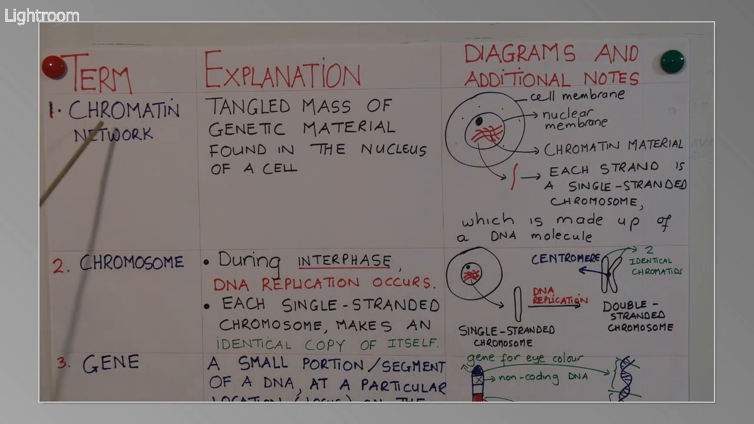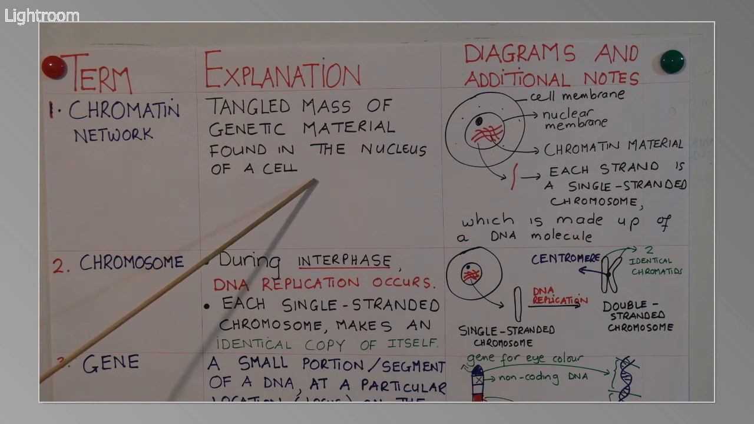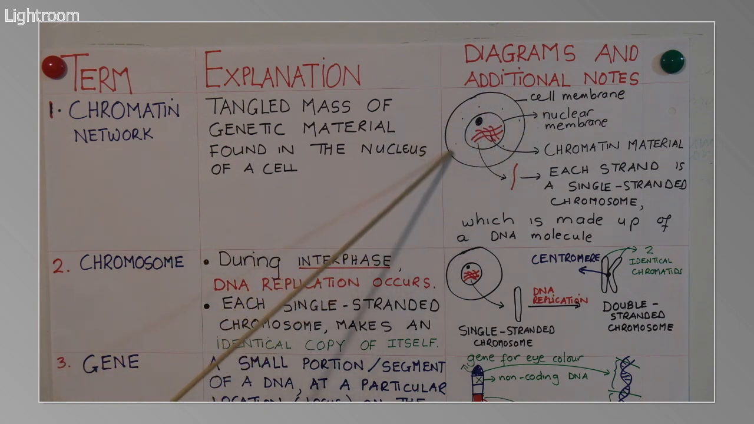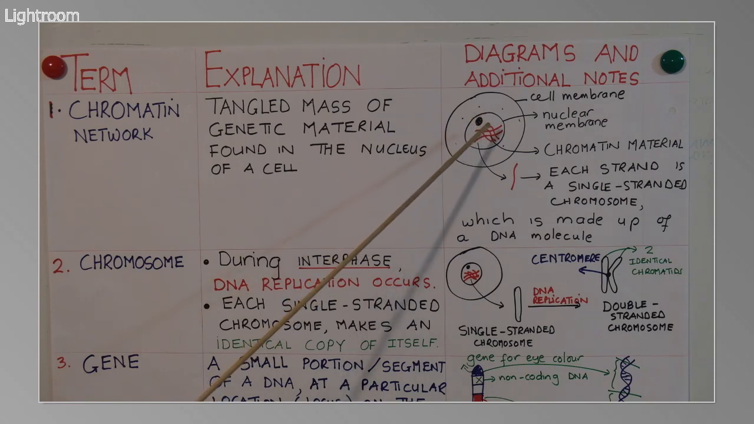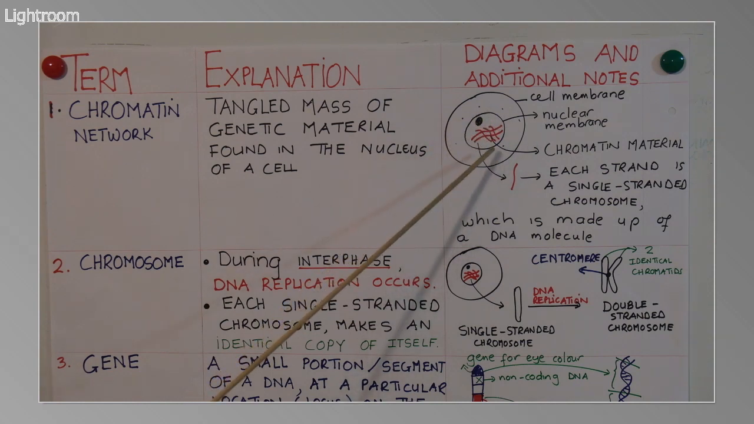The first one is chromatin network. What is chromatin network? It's a tangled mass of genetic material found in the nucleus of a cell. If this were to represent a cell, this would be the cell membrane, which encloses everything within. This would be the organelle called the nucleus, and the nuclear membrane would enclose everything within, including the nucleolus, the nucleoplasm, and the chromatin network. If I were to isolate one strand from this chromatin network, it would really be a single-stranded chromosome, which is made up of a DNA molecule.